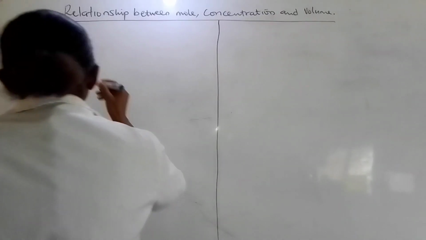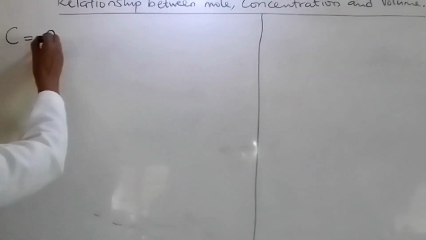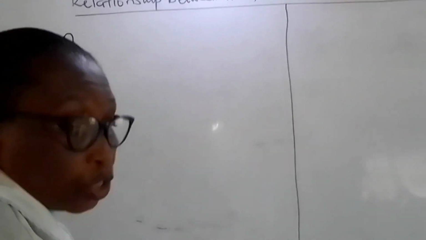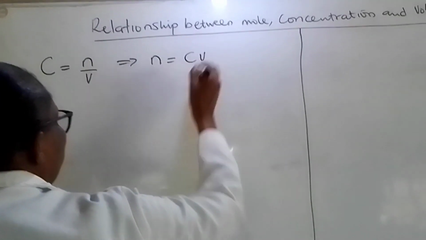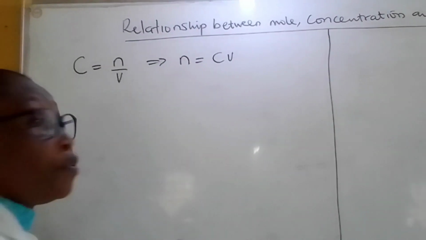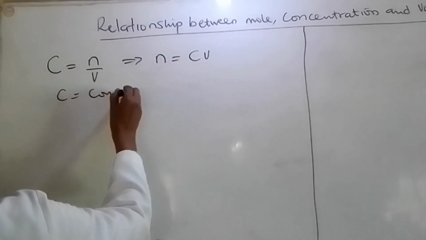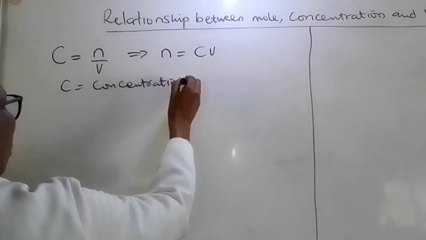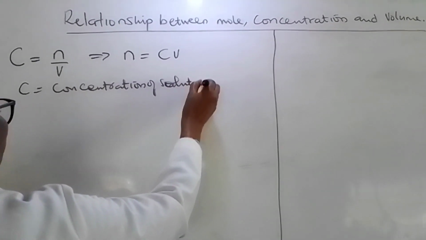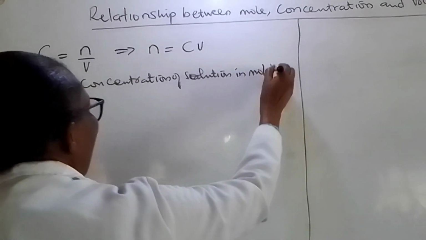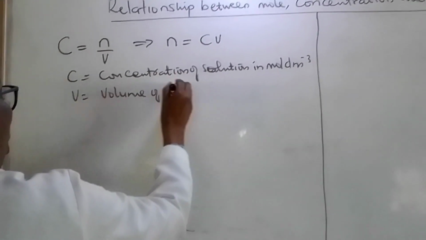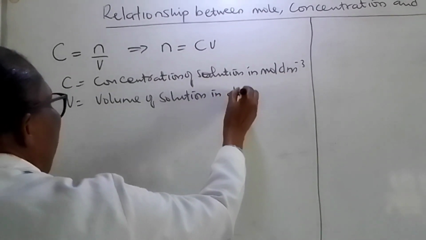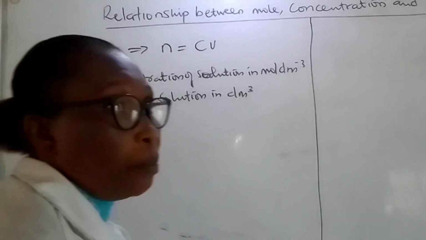So we have that concentration, C, is equivalent to n over V. Making n the subject of the formula, we have n equals CV, where C is the concentration of solution in mole per dm cube, and V is the volume of solution in dm cube.